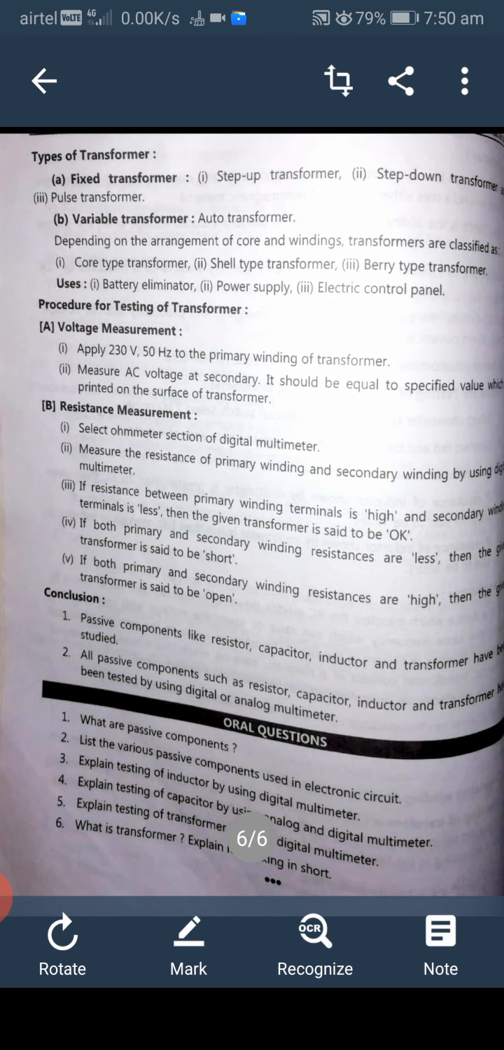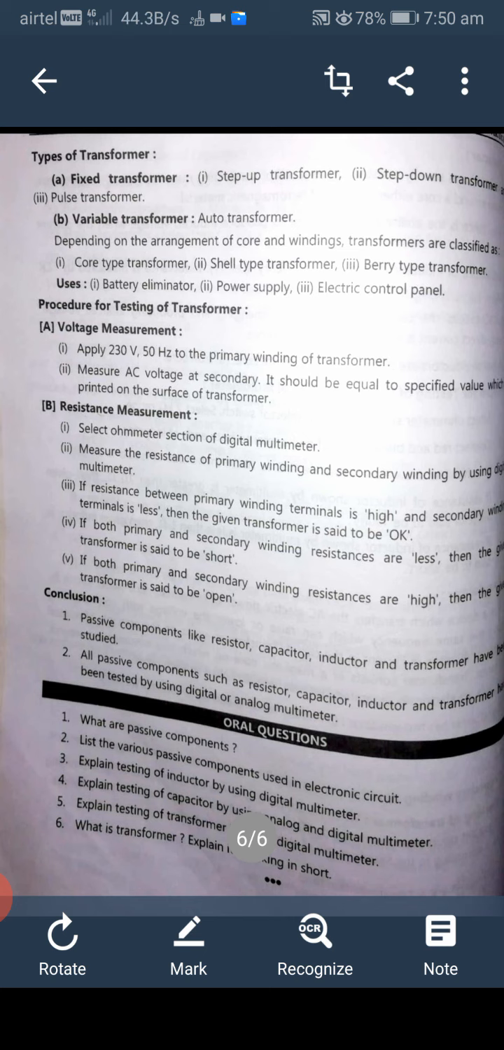Types of transformer. A, fixed transformer: first, step up transformer; second, step down transformer; and third, pulse transformer. B, variable transformer, meaning auto transformer. Depending on the arrangement of the core and winding, transformers are classified as first, core type transformer; second, shell type transformer; third, berry type transformer. Uses: battery eliminator, power supply, electric control panel.